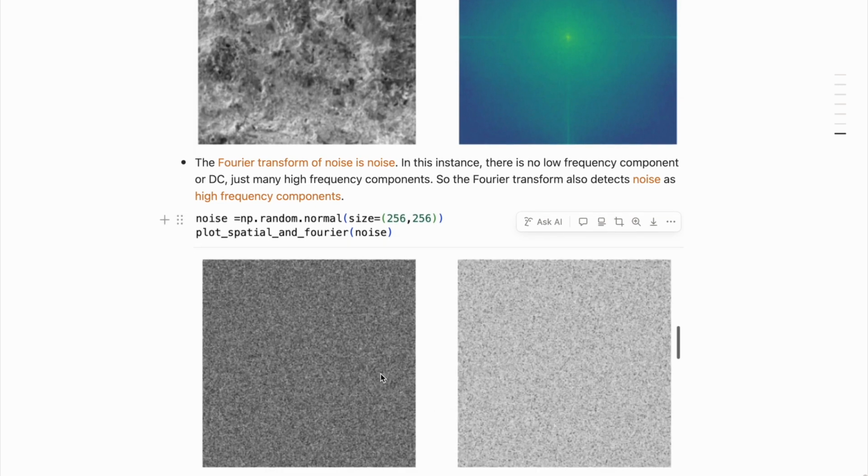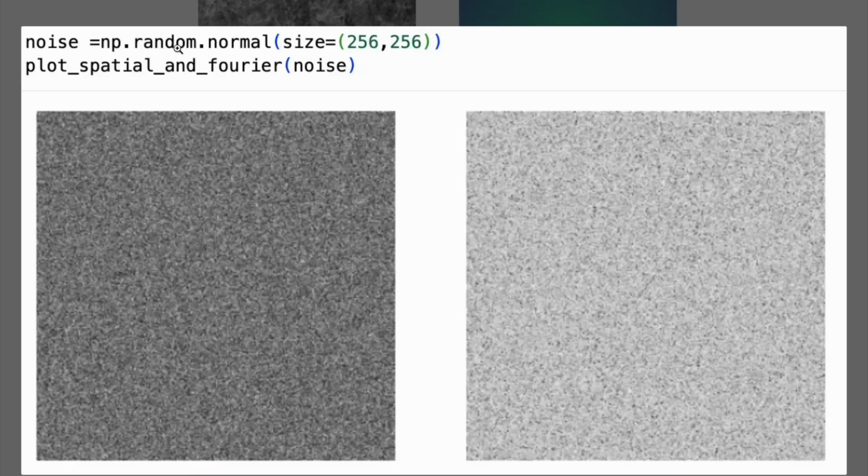What if we have noise? Here I've created synthetic noise using NumPy's random function, and this is the actual plot of the noise created in the spatial domain. If I take its Fourier transform, it's still noise. So the Fourier transform of noise is noise, and that's the only instance when we do not have a DC component because there's no uniform background.